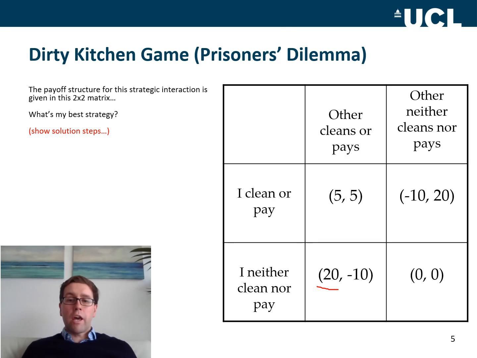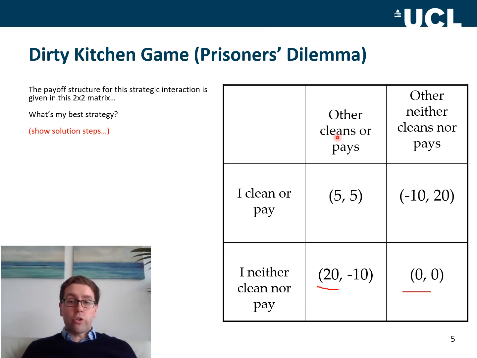What about if I think that you're not gonna clean? Well, if I think you're not gonna clean, I have a choice between cleaning, that's minus 10, and not cleaning, that's 0. And obviously 0 is better than minus 10. So I'm also better off not cleaning. Okay. So no matter what you do, I'm better off not cleaning.